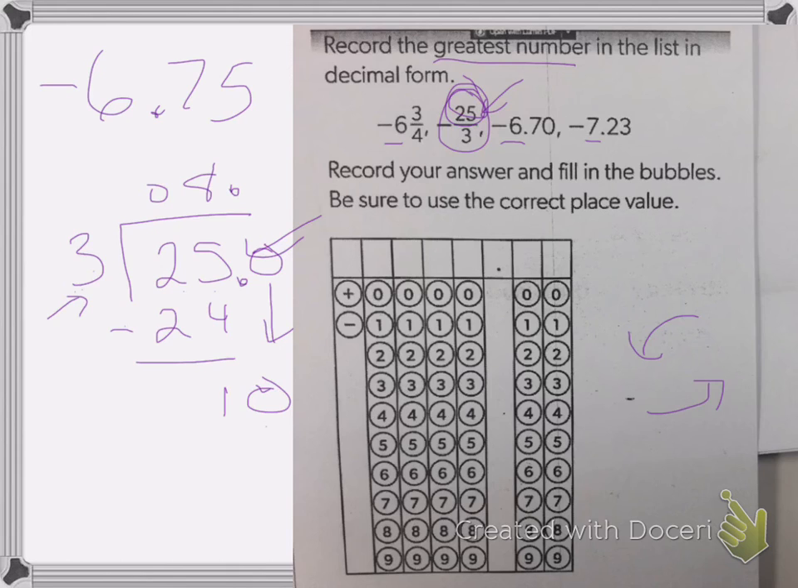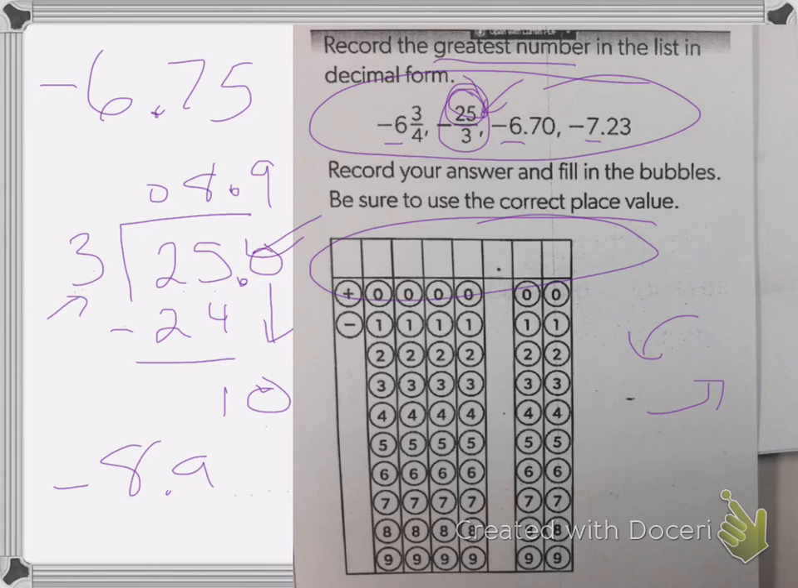3 goes into 10 9 times. I really can stop there, because I just have to look at the whole number. So this is negative 8.9 something. Well, I'm going to keep going, because I have to have 2 decimal places out. So 9 is going to repeat, so it's 8.99, because when we subtract, we get 1.